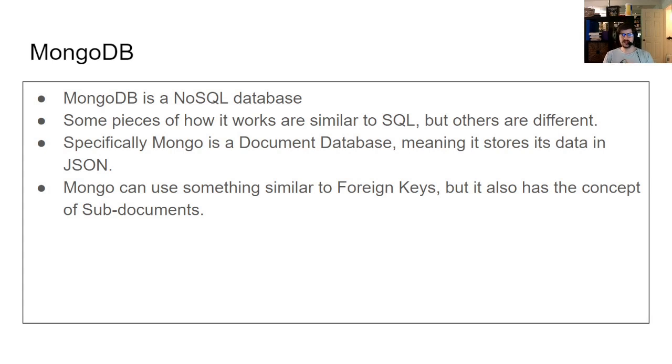Now, MongoDB is a very popular NoSQL database. What does that mean? It means it is not based on SQL. So before, we've worked with MySQL, which was a relational database. NoSQL is kind of a blanket category of every other database that is not relational.